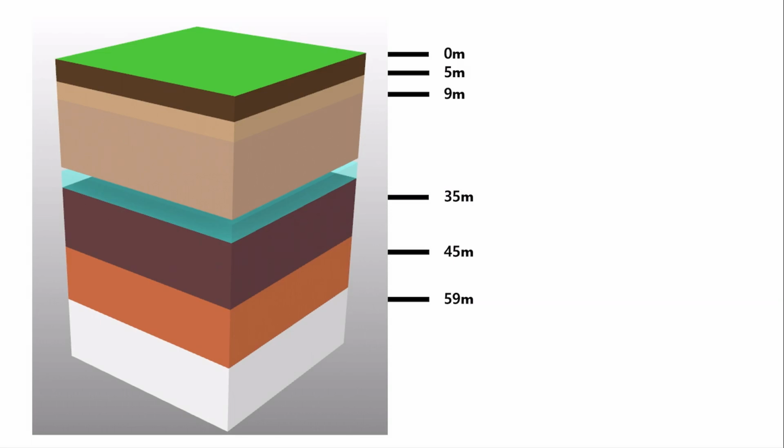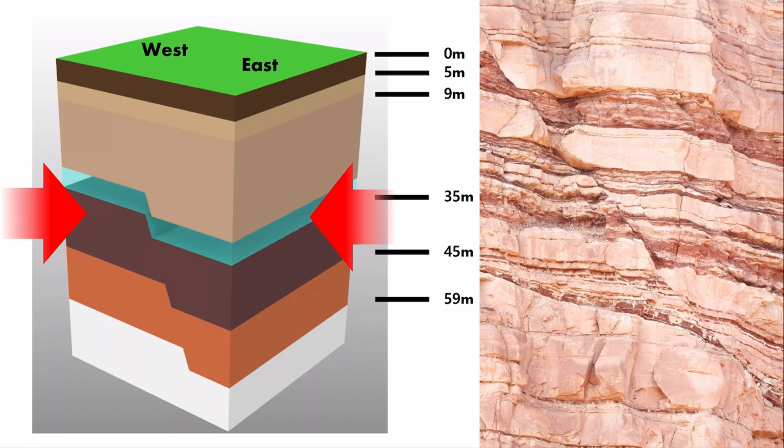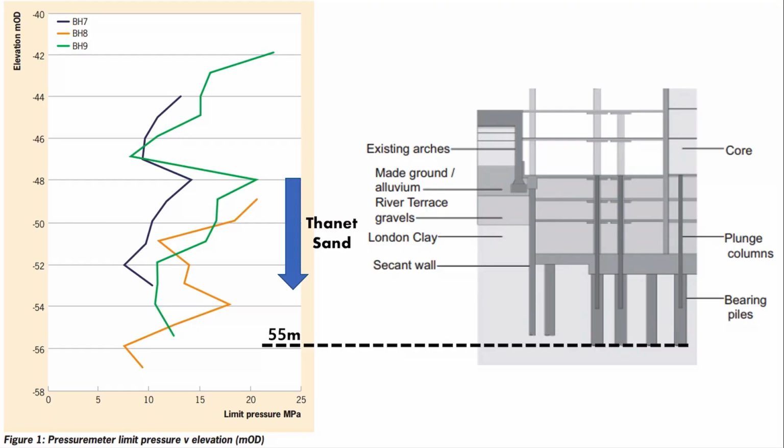And there is a fault underneath the Shard's ground layer, dividing east and west. This makes the Lambeth Group's elevation of top of strata 5 meters lower in the east than in the west. So longer piers were required on the east side of the site. This is a borehole's pressuremeter limit pressure and elevation graph. Focus on the sand layer: the expected decrease in limit pressure with lower elevation.